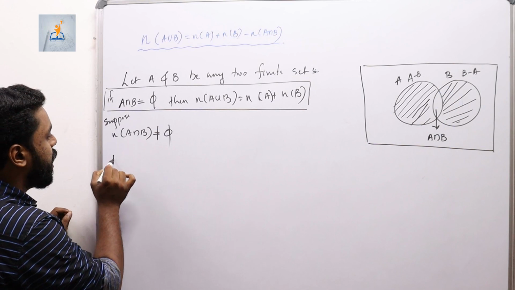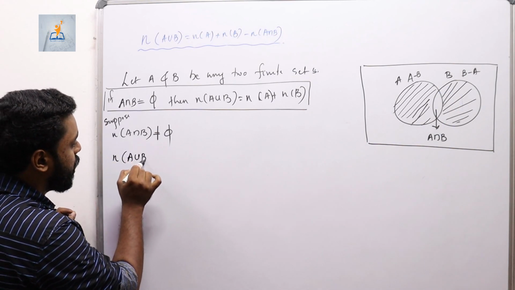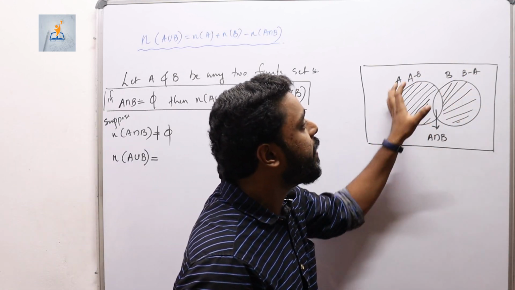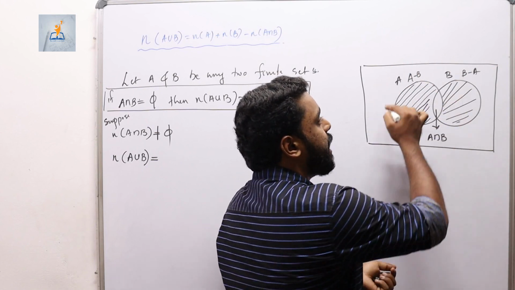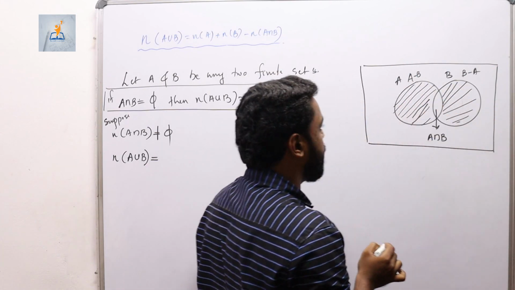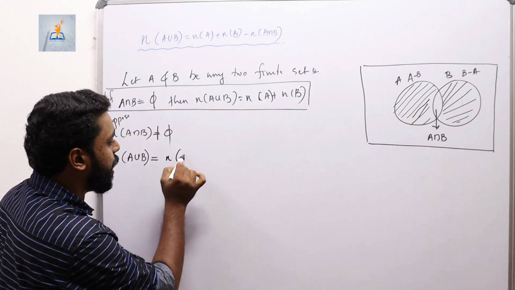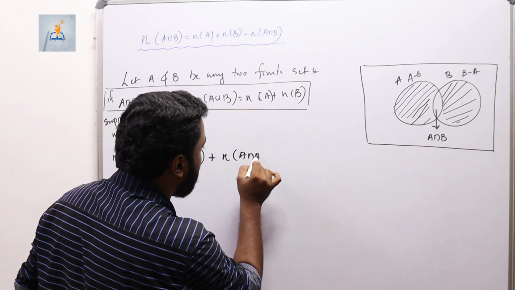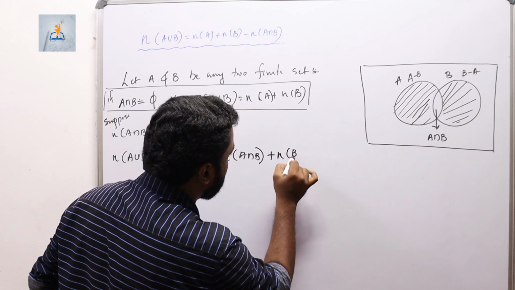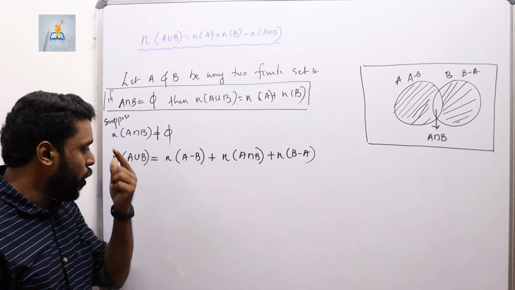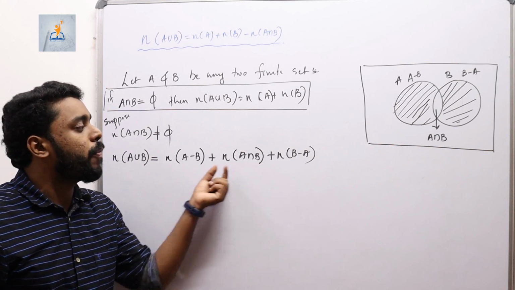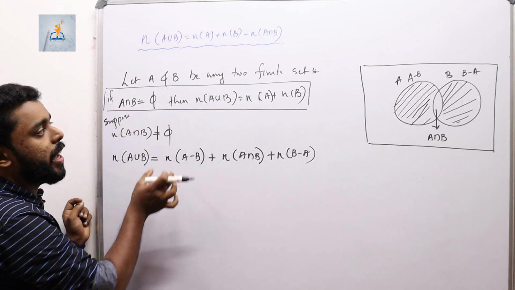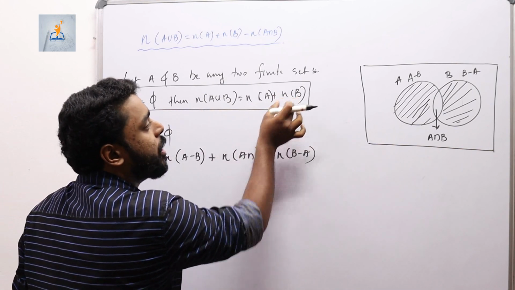Now suppose that n of A union B can be written as follows. A union B includes all the elements in the entire diagram. So n of A union B will be n of A minus B plus n of A intersection B plus n of B minus A. Why? If the sets are disjoint, then n of A union B will be the sum of the number of elements in each set, isn't it? We already proved that if A intersection B is equal to phi, then n of A union B is equal to n of A plus n of B.